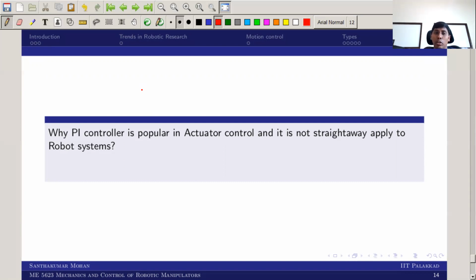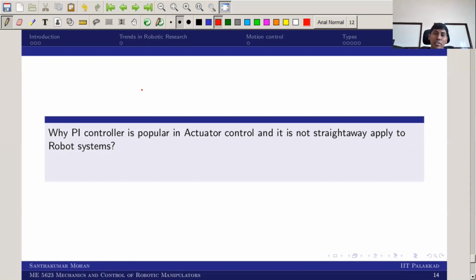Even if it is a second order, the DC motor is stable, because in the second order differential equation all the coefficients are positive. The open loop system itself is stable. Then you can apply P and I, where the steady state error would converge to zero. Whereas in a robotic system, it is not so popular.